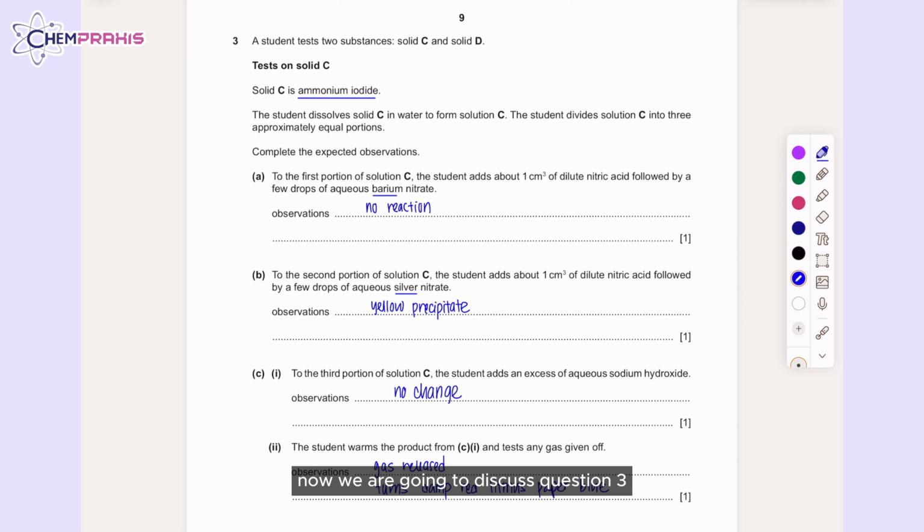Now we are going to discuss question 3. A student tests two substances, solid C and solid D. Test on solid C. Solid C is ammonium iodide. The student dissolves solid C in water to form solution C. The student divides solution C into 3 approximately equal portions. Complete the expected observation.